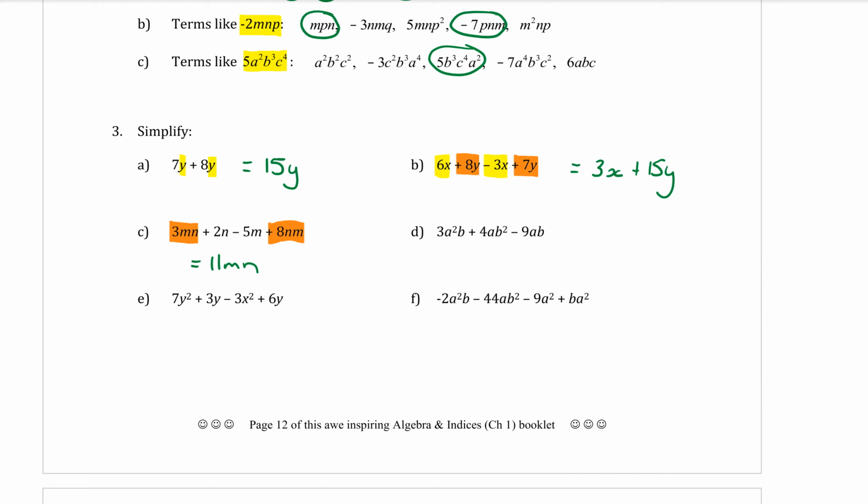Then, the 2 in the middle, I have 2n and minus 5m. They're actually both different. Okay, I can't do anything with them, so I just have to write them down. I have plus 2n, and I have minus 5m. Can't collect them, so I just have to write them down.